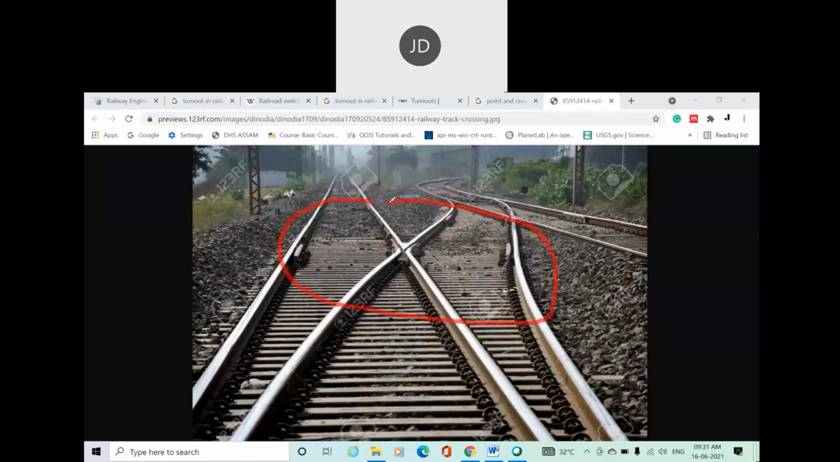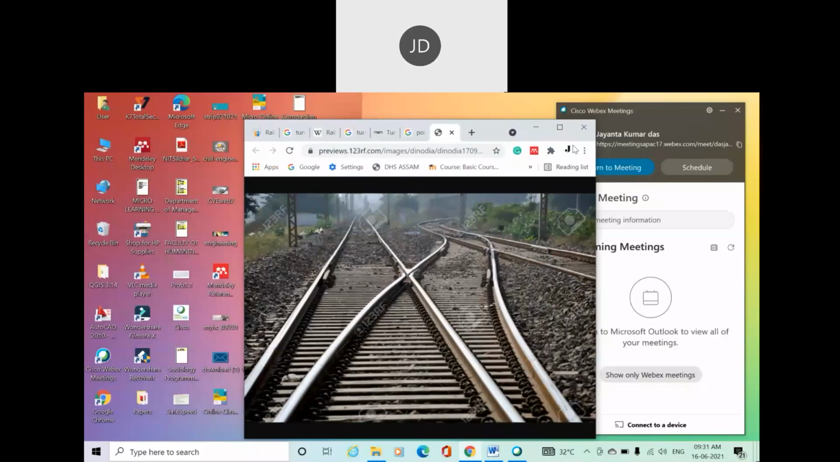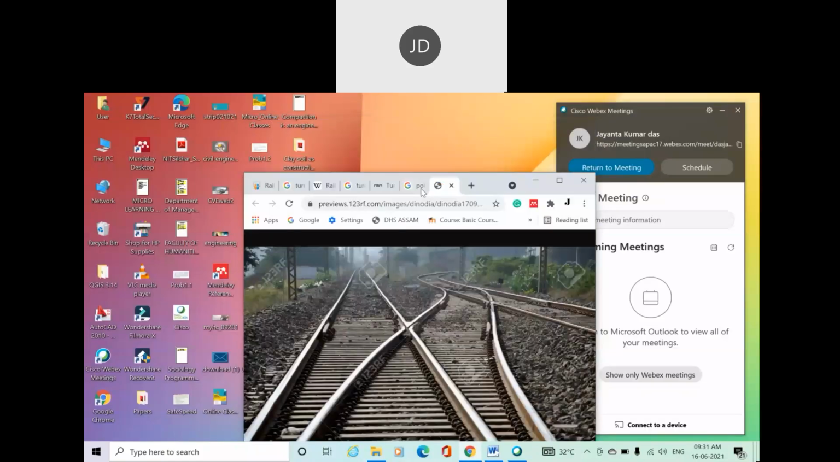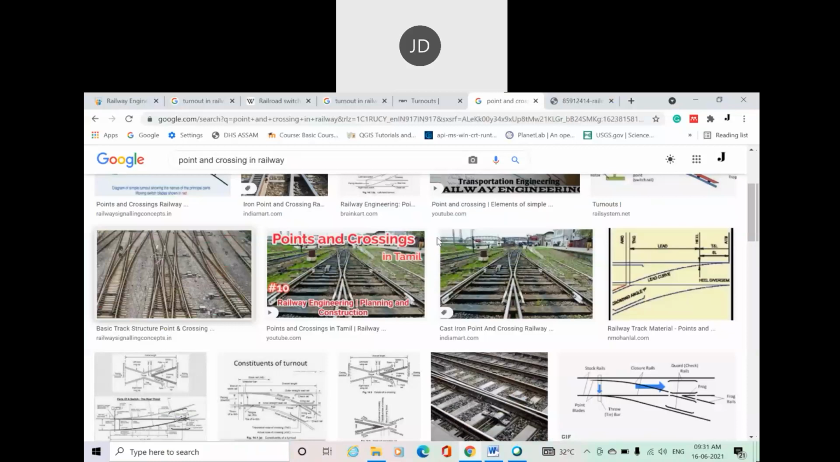And here is the point. It is not exactly visible, so I will show you another picture. Let me see whether it is visible or not. Regarding point and crossing, I will go very slowly, because it is a little bit lengthy and complicated, but at the same time, it is easy to understand.